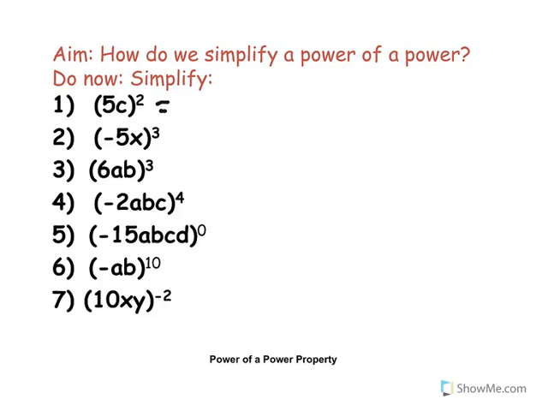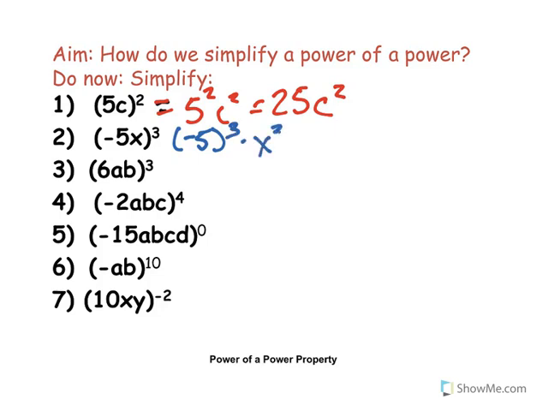So this is the product of 5 and c raised to the second power. We're essentially going to raise each of the factors, the 5 and the c, to the second power, which in this case should give me 25c squared. Here I'm going to raise my negative 5 to the third power, and I'm going to raise my x to the third power, and that's going to give me negative 125x squared, and maybe we'll do one more.